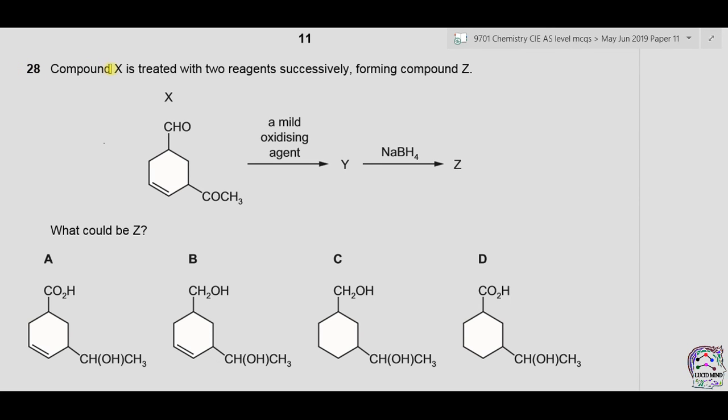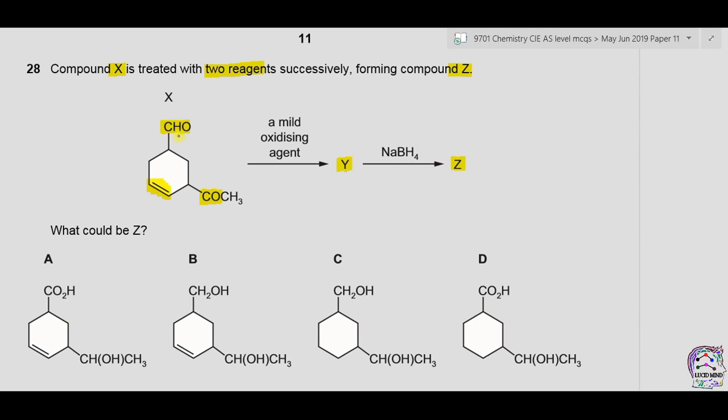Question number 28. Compound X is treated with two reagents successively forming compound Z. This is compound X. We have aldehyde functional group, alkene functional group is also present, and ketone functional group is also present. The first reaction is with a mild oxidizing agent and it forms Y, while second reaction is with sodium tetrahydroborate, which acts as a reducing agent to form compound Z.